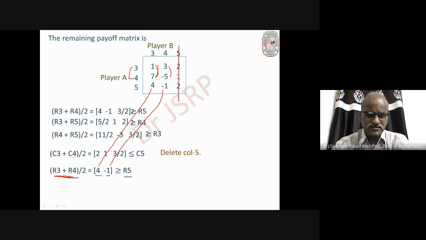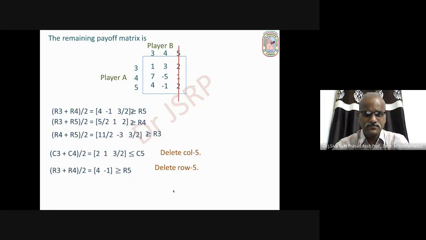So we delete the row on lesser side. So delete row 5. So cross off row 5 in the payoff matrix. Okay, right. So at this stage, fifth strategy is eliminated for player B. Similarly, fifth strategy is eliminated for player A.